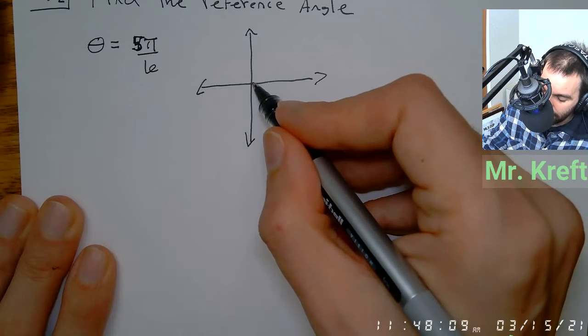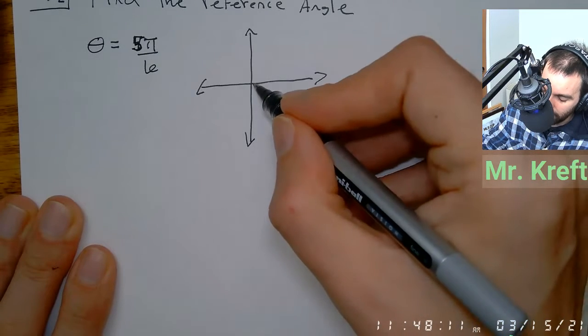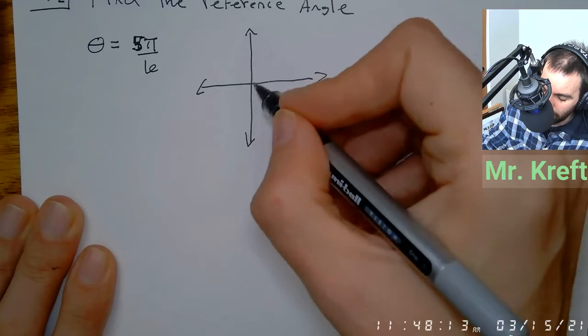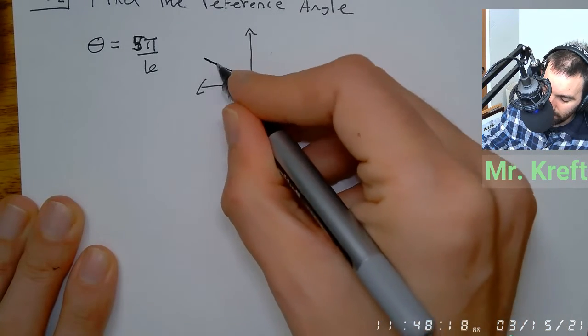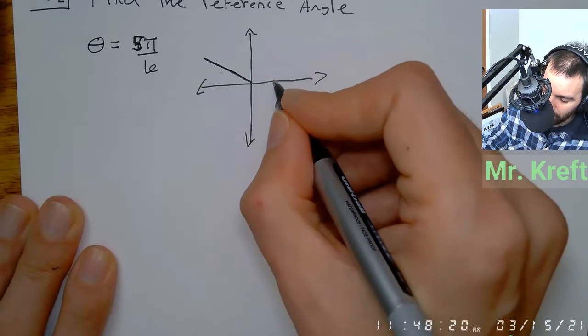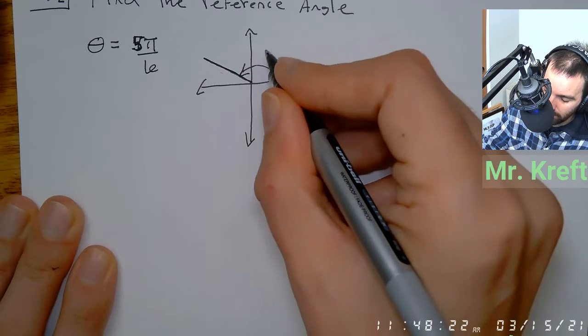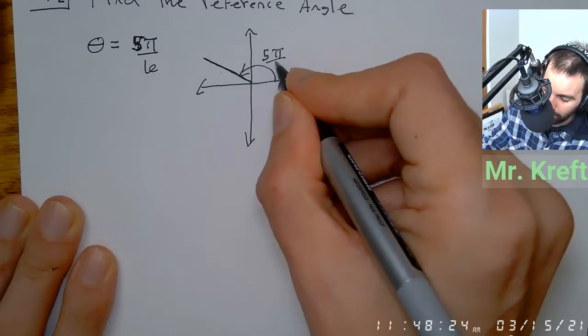Well, I have pi over 6, 2 pi over 6, 3 pi over 6, 4 pi over 6, 5 pi over 6. It looks like this. Okay, so this angle right here is 5 pi over 6.